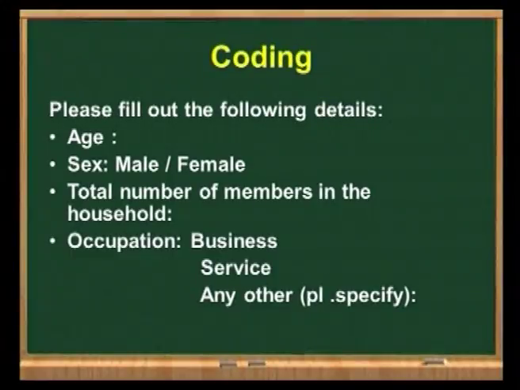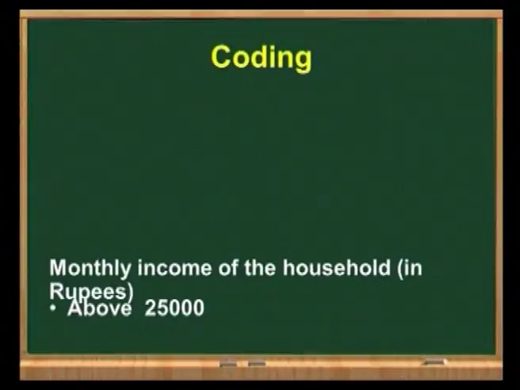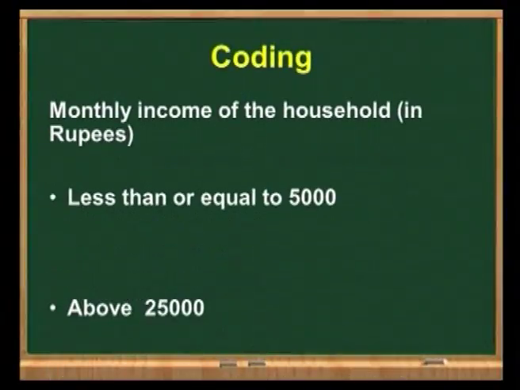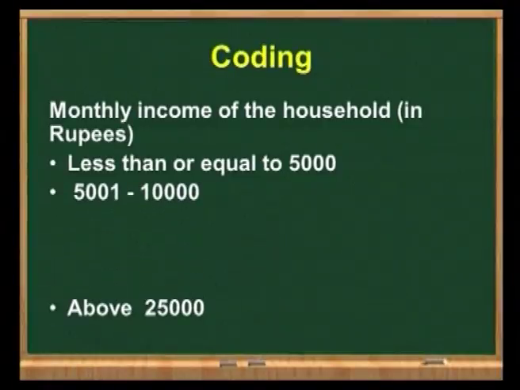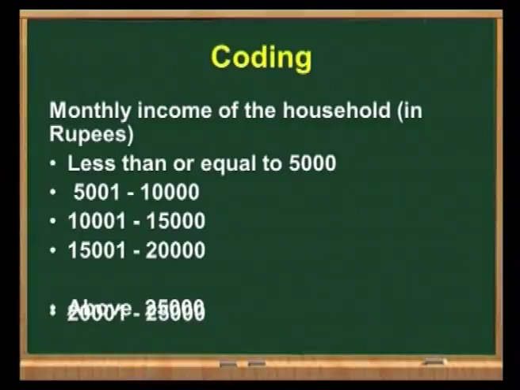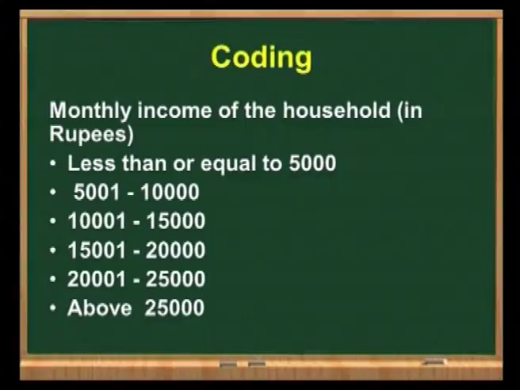Here the responses are mutually exclusive and collectively exhaustive. If the respondent has a monthly income of less than 5,000 rupees, the response is coded as 1. If monthly income is between 5,000 and 10,000 rupees, it is coded as 2. In case it is between 10,001 and 15,000, the code is 3, and so on. The above discussion can be shown below in the form of a code book.